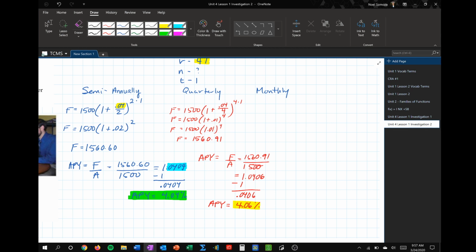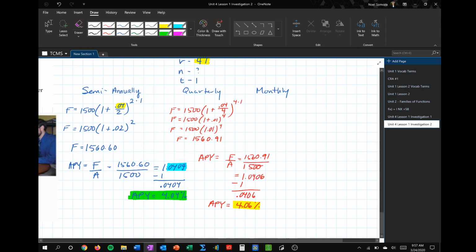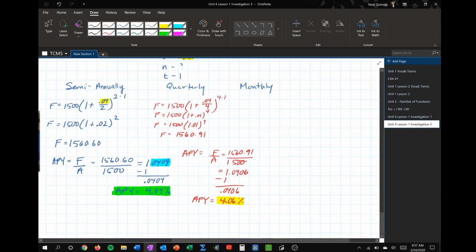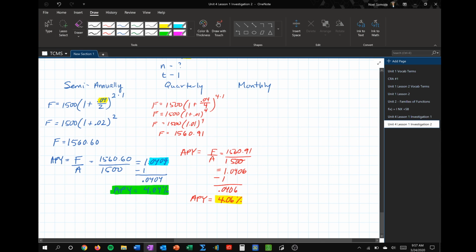Then that should be reflected in the APY. So the APY for a monthly should be even larger. Even though it's really small, it only went from 0.04 to 0.06. In monthly, you'll see a slight increase as well. All right, so let's go ahead and run through it.